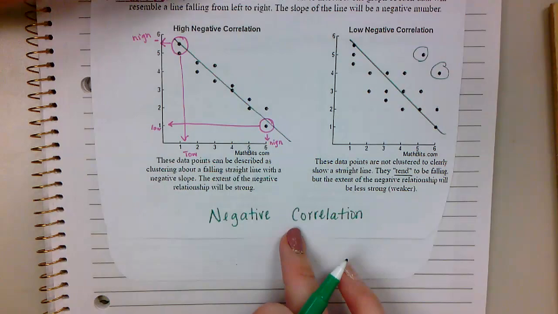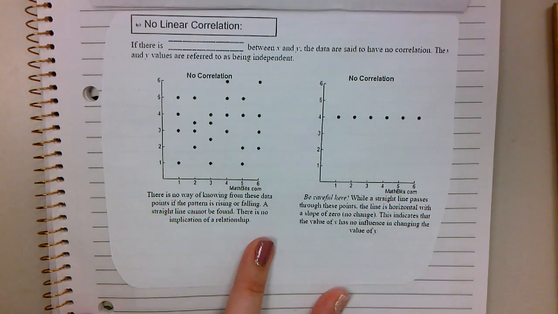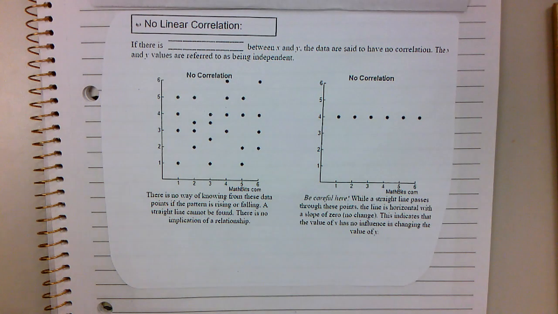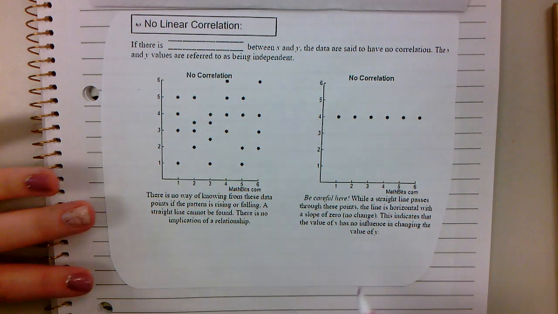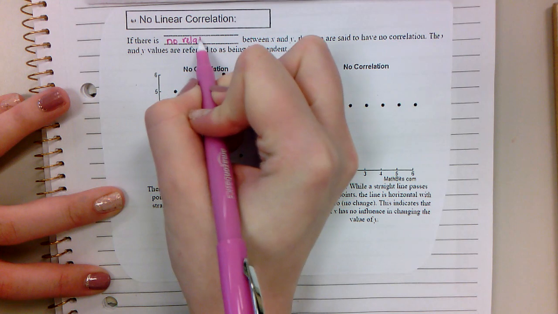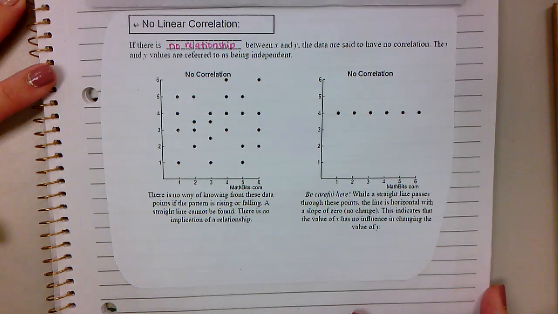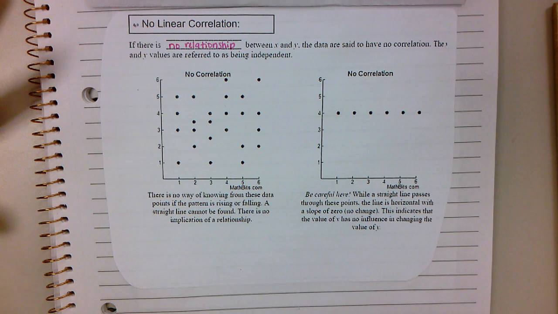So we have positive, negative, and then our last one we're going to look at, which is there's no linear correlation at all for this last one. So this one would be, if there is no relationship between x and y, then the data is said to have no correlation.